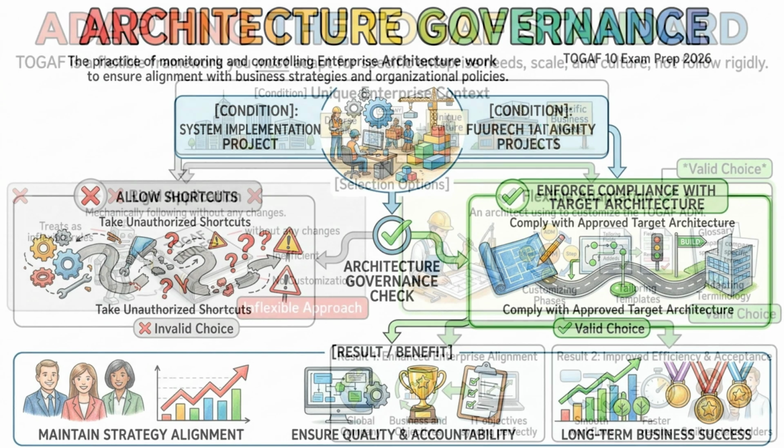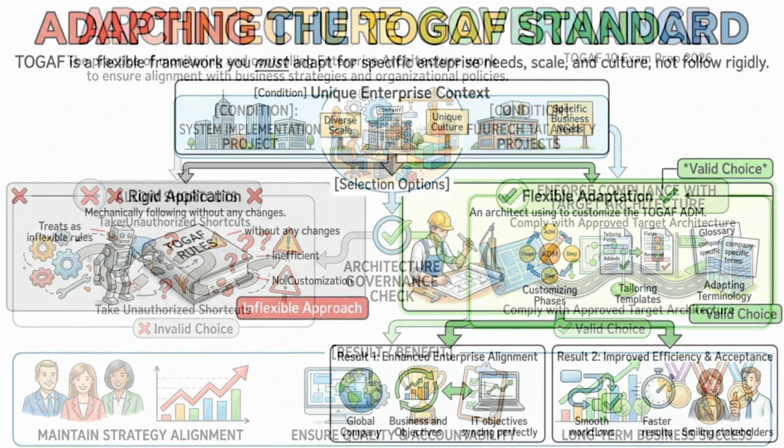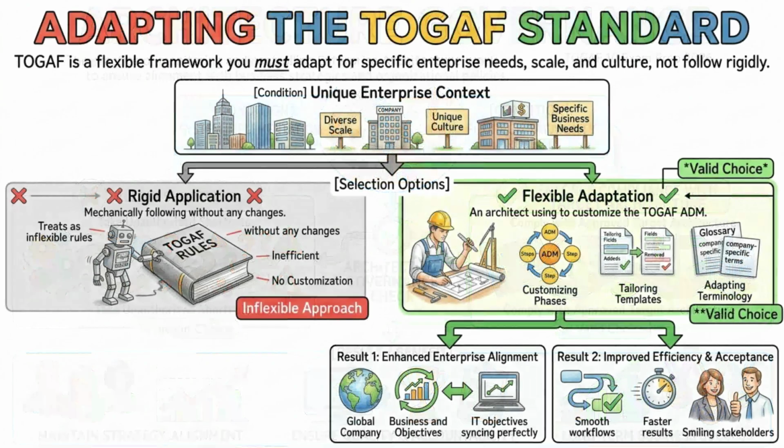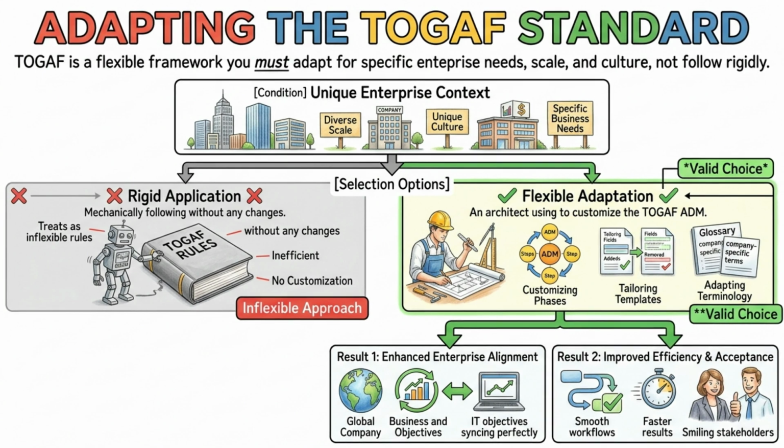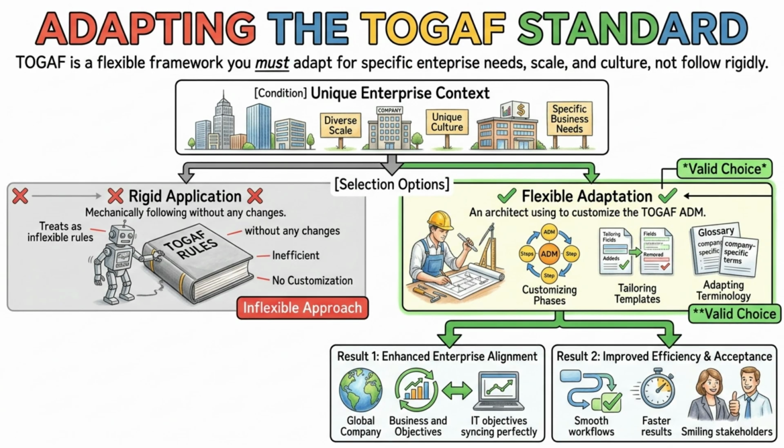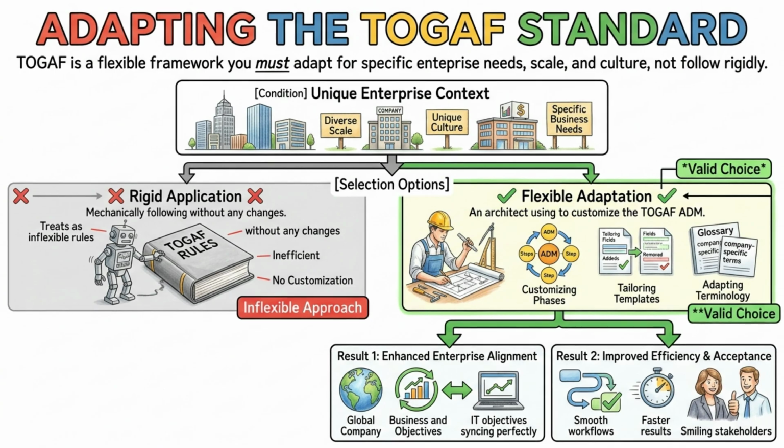A common mistake made by certification candidates is assuming that the TOGAF standard must be followed as a rigid, inflexible rulebook. In reality, the framework is designed to be adapted, customized, and tailored to fit the specific culture, scale, and needs of any enterprise. Architects routinely modify ADM phases, templates, and terminology to match their organizational environment. Exam questions will test whether you recognize when and how to adapt the framework appropriately.